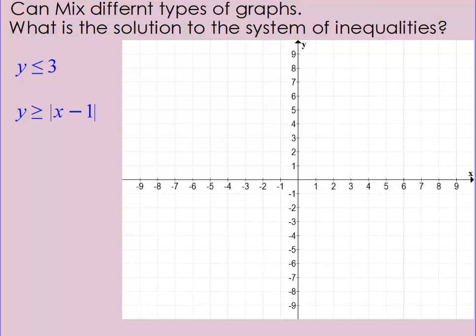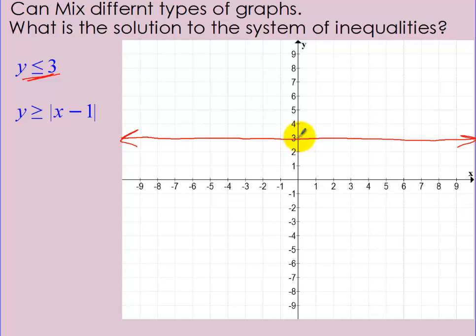We can also mix different types of graphs. It doesn't have to just be lines. It can be any kind of equations. So we're going to shade this system. The top one, I'll do that in red. This top one right here, y is less than 3. Well, y equals 3 is a line at exactly where y equals 3. So you do a perfectly straight line. That's pretty good.